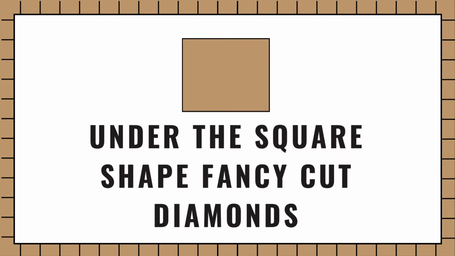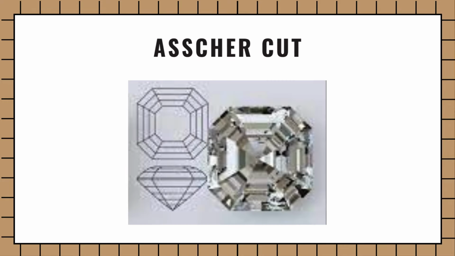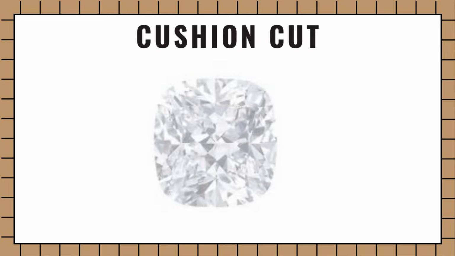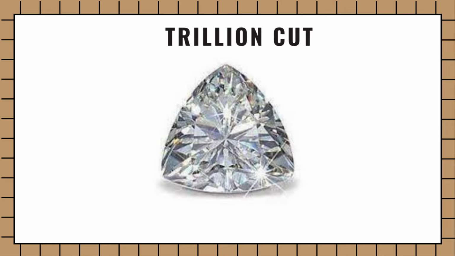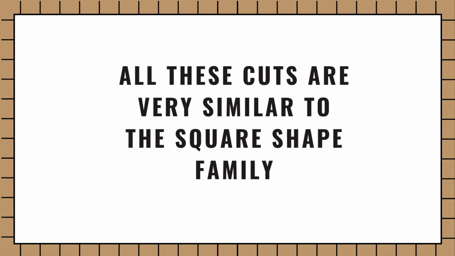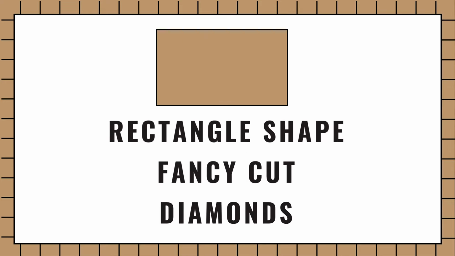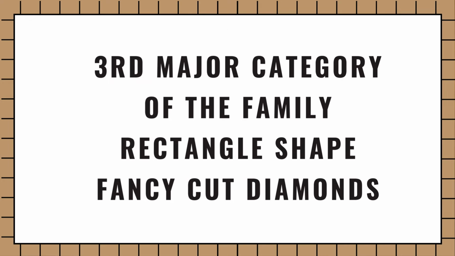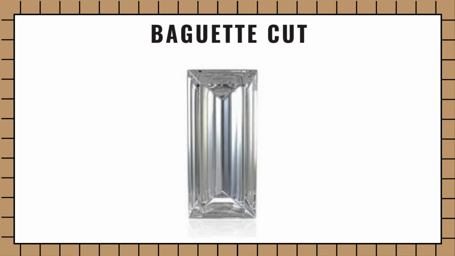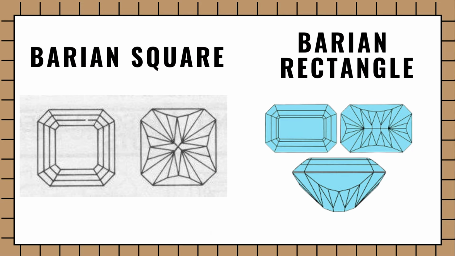Under the square shape fancy cut diamonds, we have the azure, the baryon, and then the cushion cut, the princess cut, the radiant cut and the quadrillion cut. All these cuts are very similar to the square shape family, so they come under square shape fancy cut diamonds. We then have the rectangular shape fancy cut diamonds. As I told you, this is the 3rd major category of the family. We see the baguette, which has a very similar structure to a rectangle, and then we also see baryon. We can find both a square shape baryon and a rectangle shape baryon.